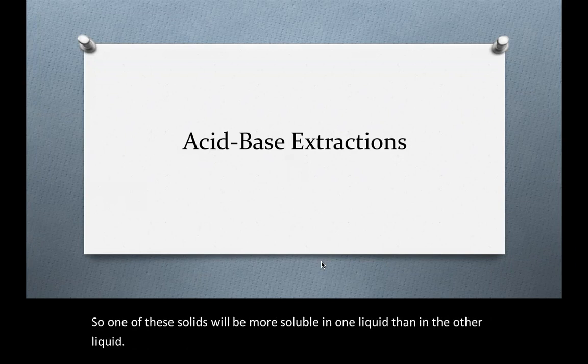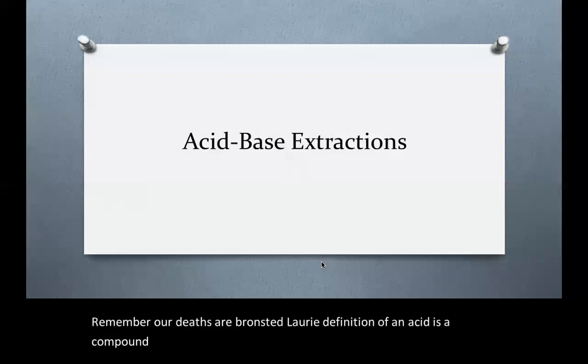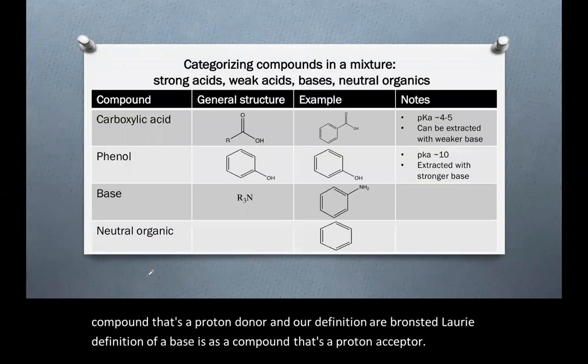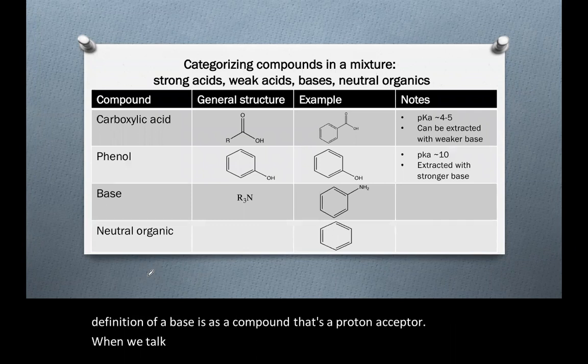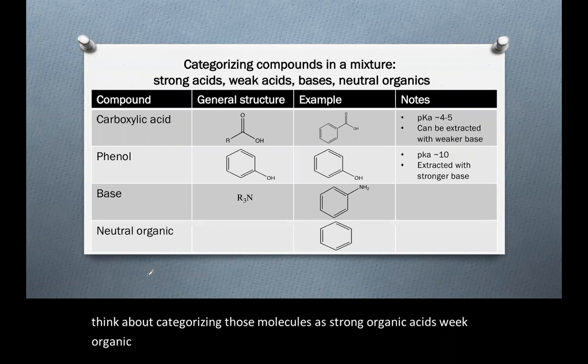Remember, our Bronsted-Lowry definition of an acid is a compound that's a proton donor, and our Bronsted-Lowry definition of a base is a compound that's a proton acceptor. When we talk about separating molecules out of a mixture, we're going to think about categorizing those molecules as strong organic acids, weak organic acids, bases, or neutral organics.